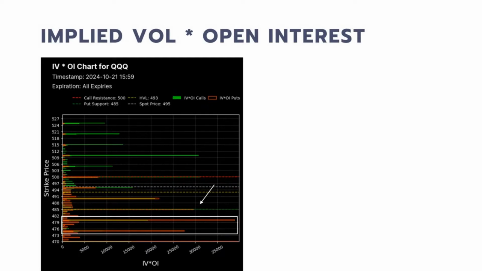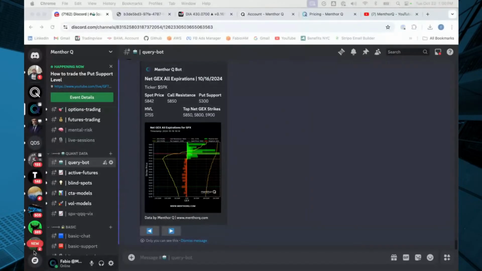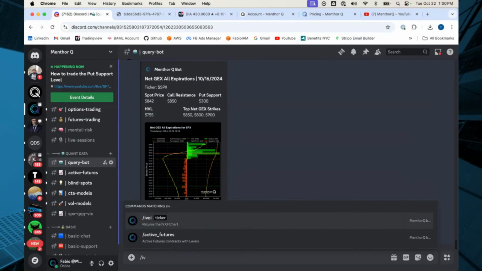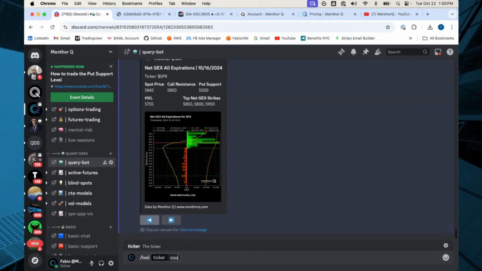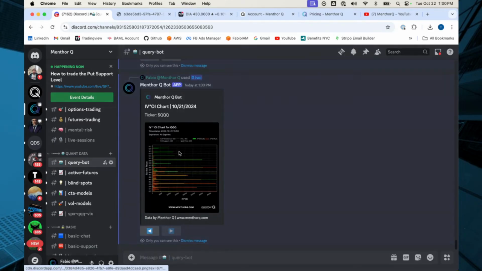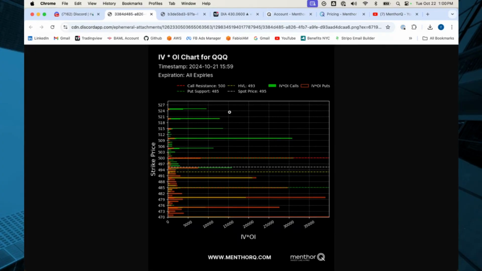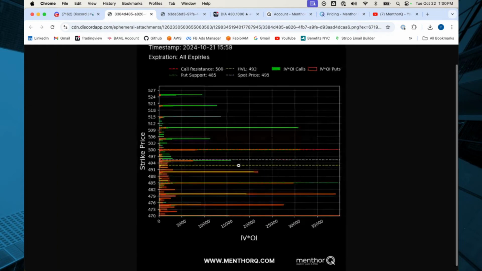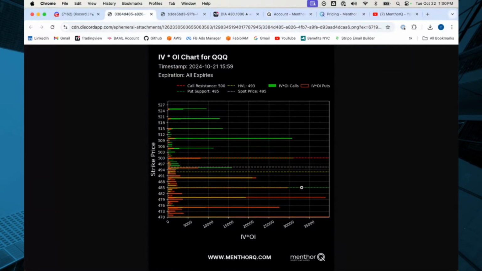we see, and actually let's go into the chart right here. I'm going to show you. We open up our IVOI, and we do it on QQQ. Open up this chart, which is the same chart. And as you can see here, this is our put support level, up here, 485. Let's scroll. It's this level right here.